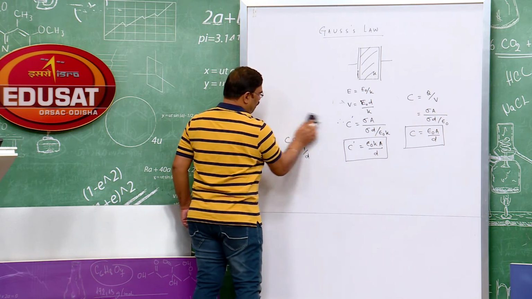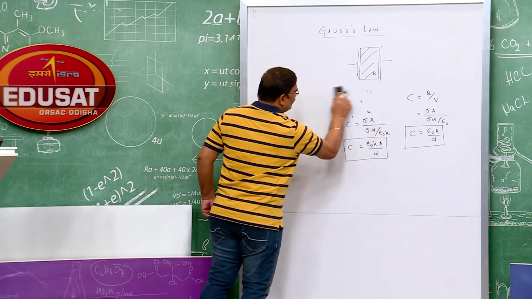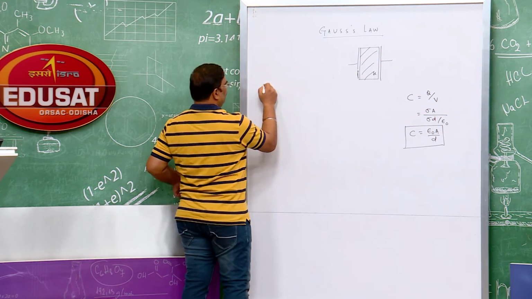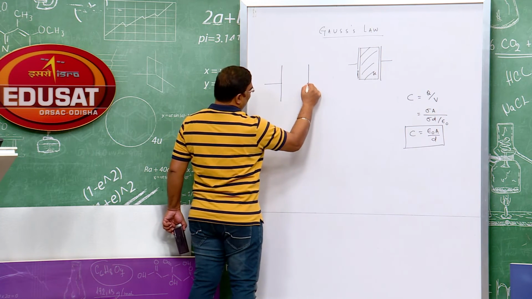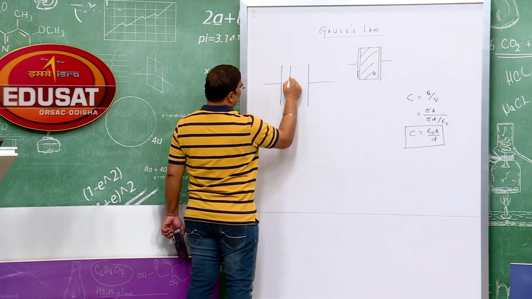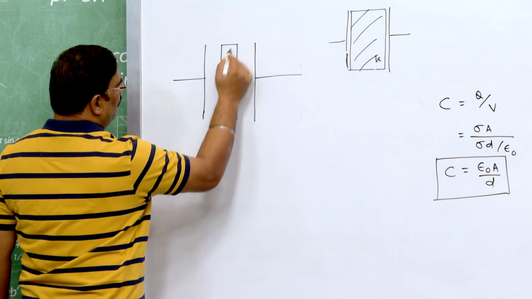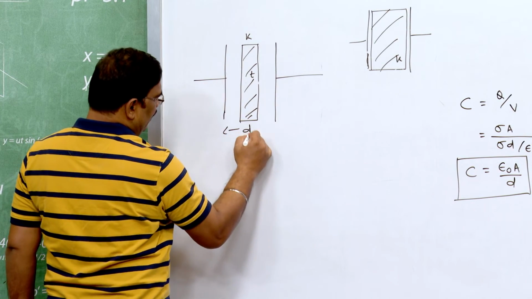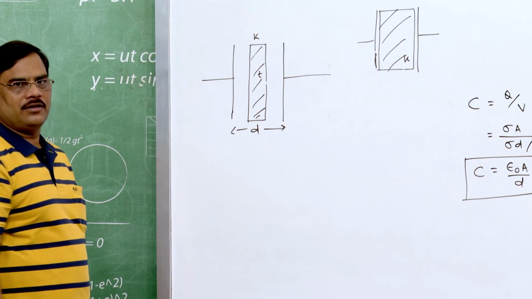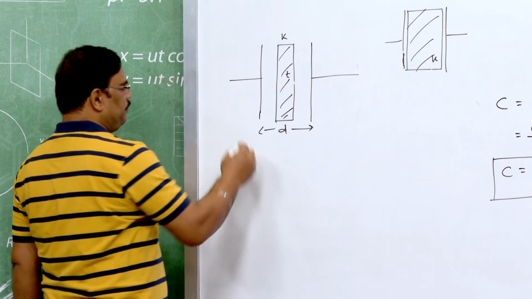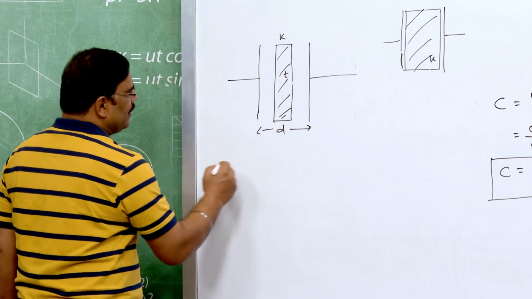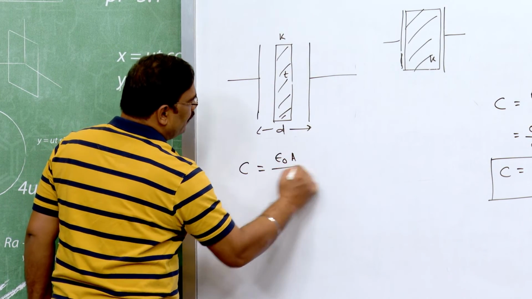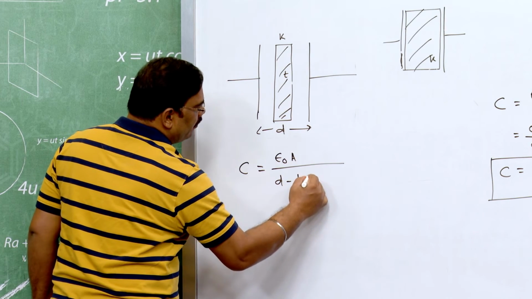If the space between the plates is not completely filled with a dielectric, suppose we have a dielectric of constant K and thickness t, whereas d is the distance between the two plates. So, in this case, the capacity C will be equal to epsilon 0 A divided by d minus t plus t by K.